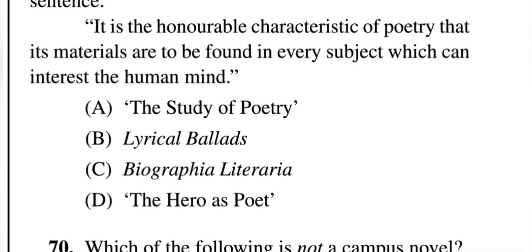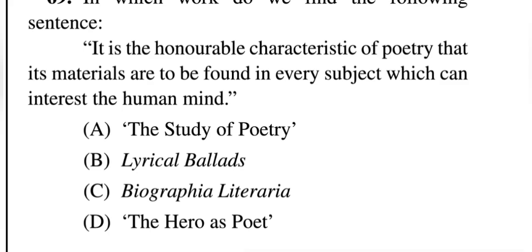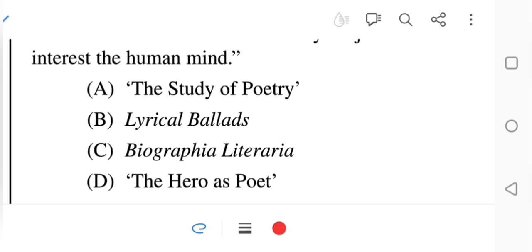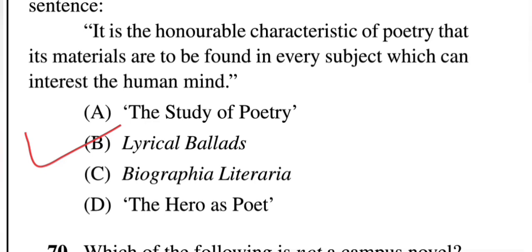All are important. Now let's try to find out the correct answer of this question. 69, correct answer is B. Okay, B is the correct answer. Lyrical Ballads, I hope you know. It was collaboratively or jointly published by William Wordsworth and S.T. Coleridge. Okay, and that was the beginning of the English Romantic period in English literature. If I'm not wrong, but please verify.